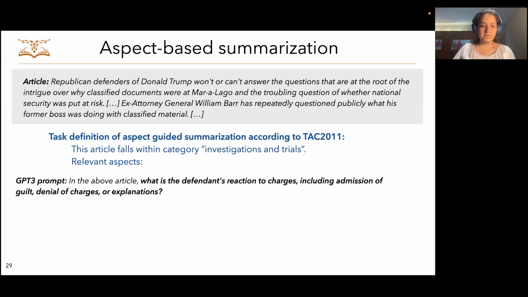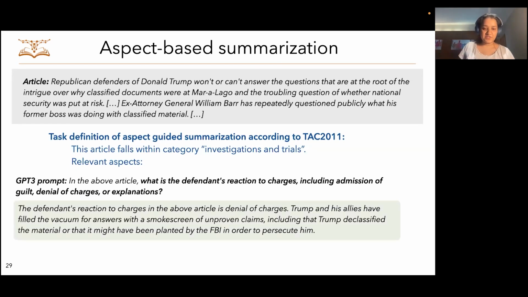And the idea here is that this aspect would be relevant for all articles that fall within this investigations and trials category. So given this aspect, I've converted this to a GPT-3 prompt, and this was the summary that GPT-3 spit out. The defendant's reaction to charges in the above article is a denial of charges, which is correct. And then it gives some more explanation about that.